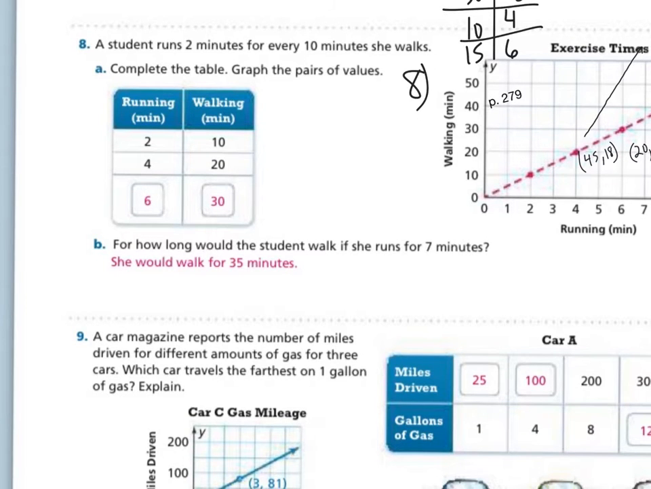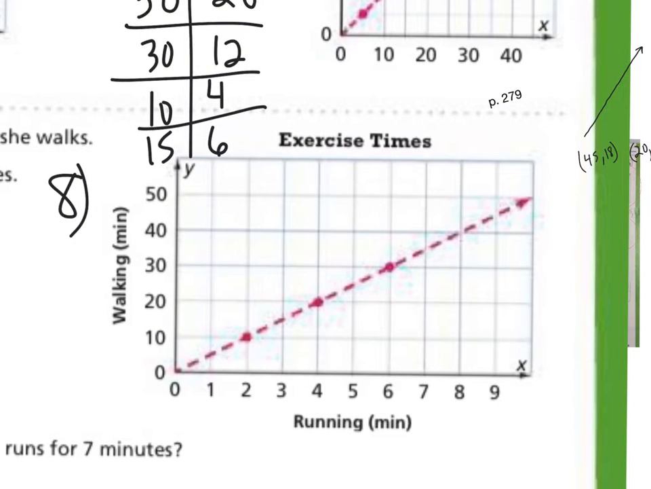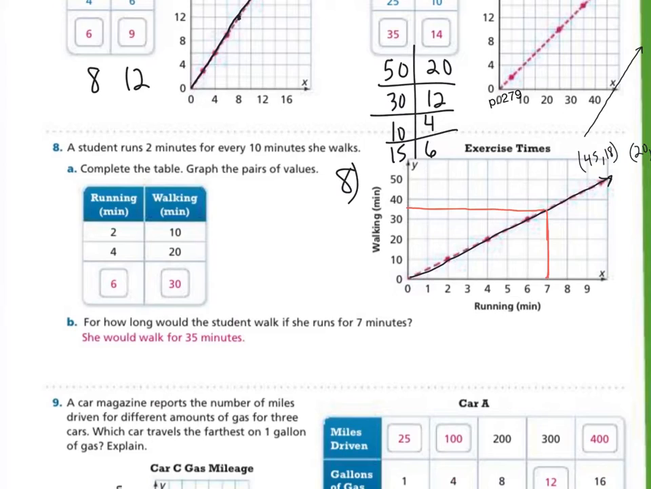Number 8, missing numbers would be 6 and 30 for part A. Part B would be graphing that. And again, we're going to assume she could run or walk for parts of minutes, so I would do this as a solid line. And then the question is, how long would the student walk if she runs for 7 minutes? We could try to get this off of our graph, 7 minutes. They drew a line pretty good here. It's right in between the 30 and the 40, so that would be 35 minutes of walking.